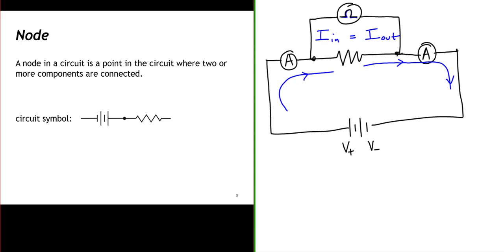So notice that in this diagram, we have points in which the ammeter and the ohmmeter are connected to the resistor. Those points we call nodes. So at this point in which the ammeter and the ohmmeter is connected to the resistor is one node. And at this point, that's another node. So simply, a node in a circuit is a point in the circuit where two or more components are connected.